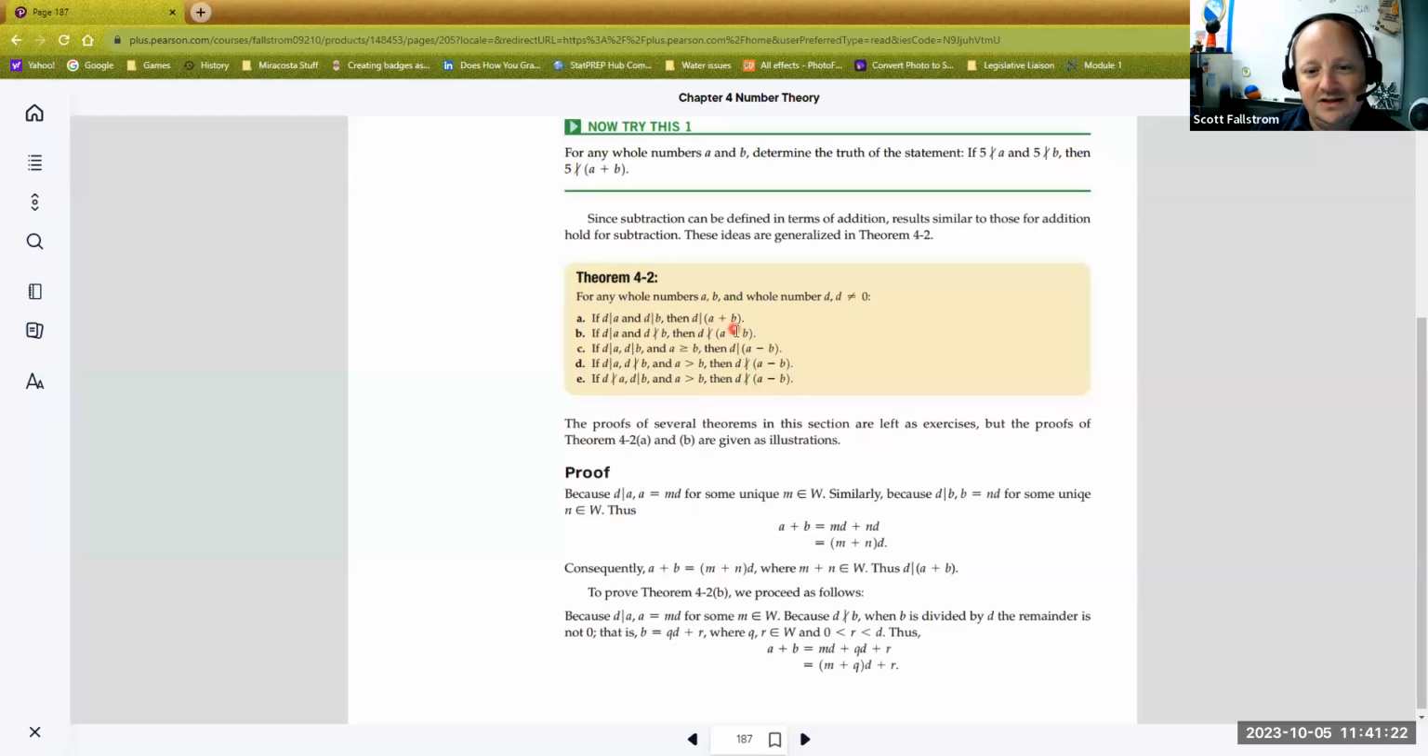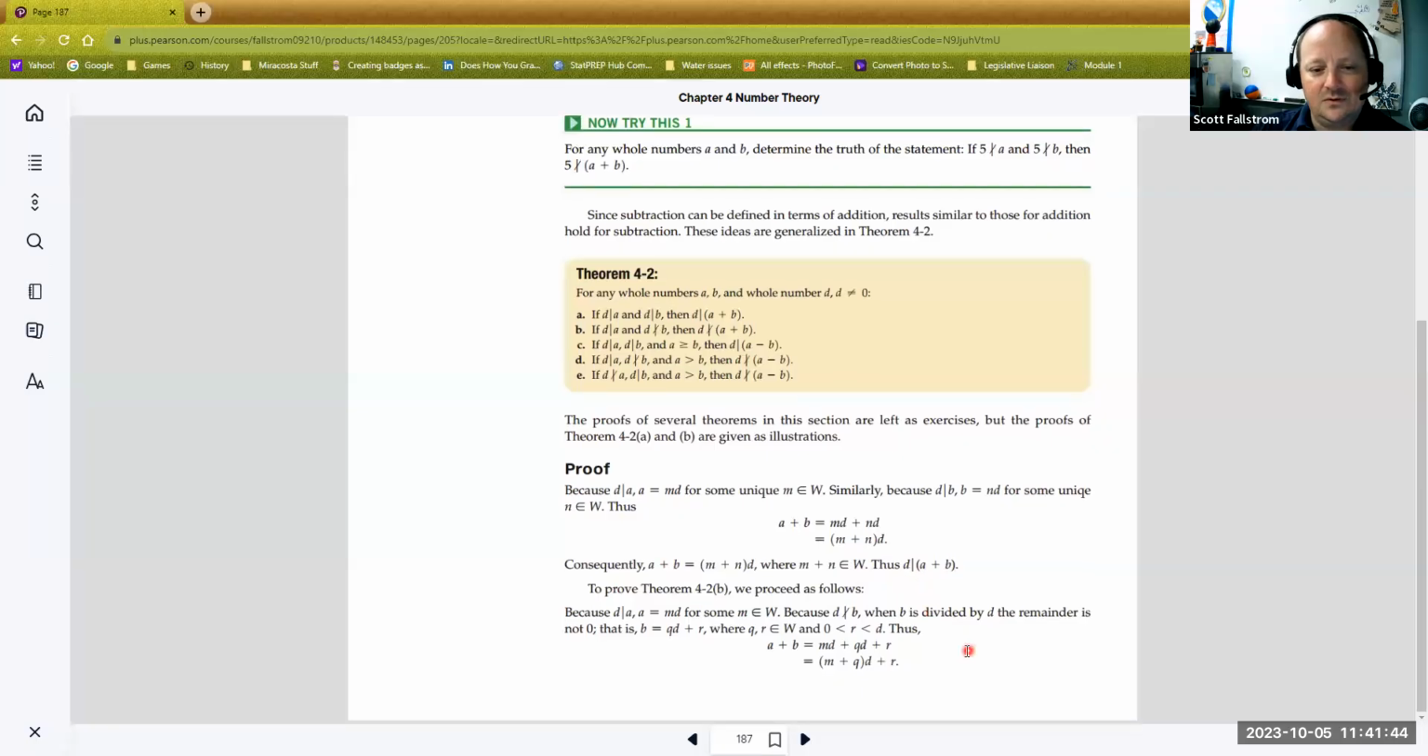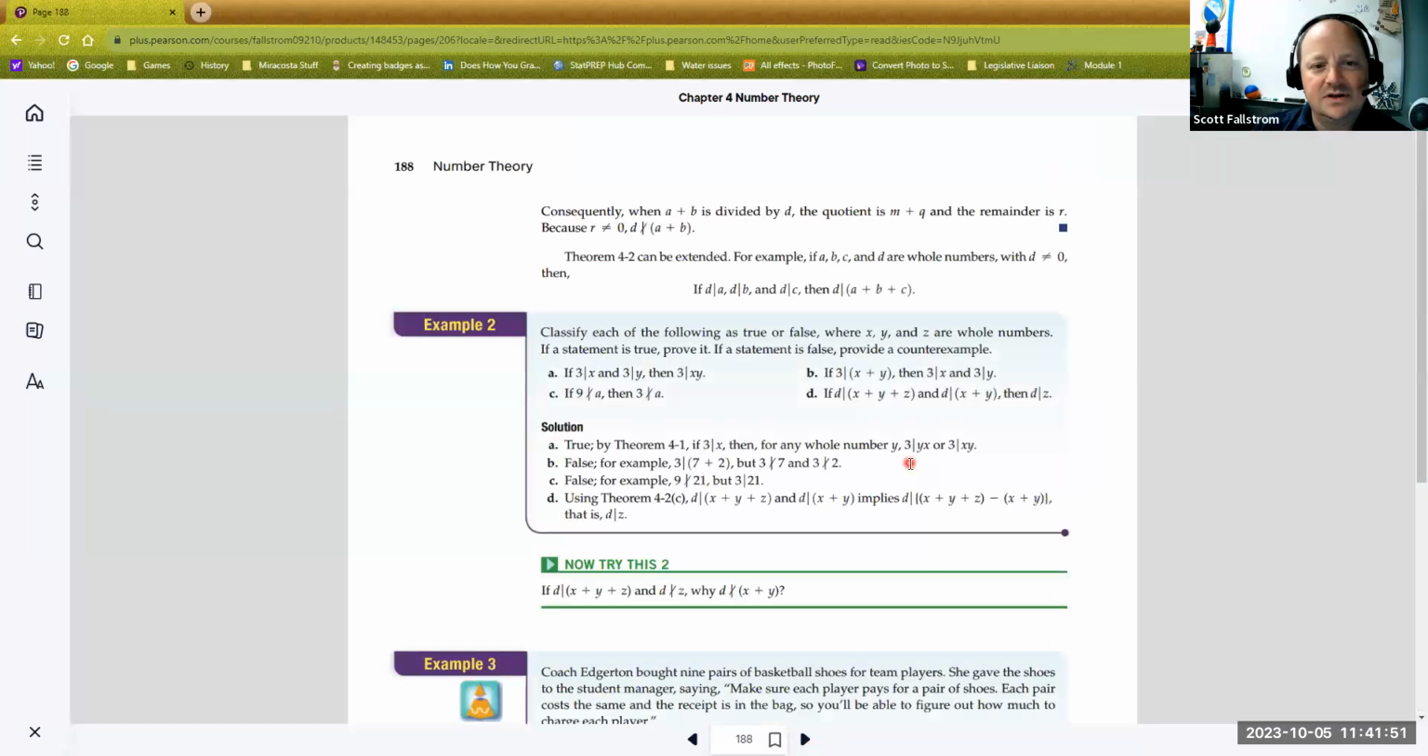And then what am I trying to find? I'm trying to look at A plus B. So if I do A plus B, that would be MD plus ND. I use the distributive property to factor something out. And what I've got here is a unique number, M plus N, which is an element of W, because the whole numbers are closed under addition. And so I now can show that A plus B has to be divisible by D. All right. So there we go. Same concept for the other one. I'll let you look over that one if you want.